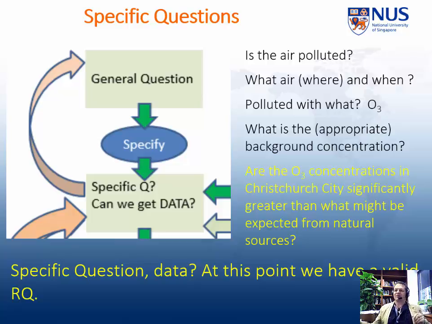We need to think about this a little bit. And the way that we would have to formulate this question is about the definition of pollution. Pollution is about whether there is more there from human activities, is the implication, than would be there by natural sources or natural processes. So our more specific question, a question we can call a research question, is: are the ozone concentrations in Christchurch City significantly greater than what might be expected from natural sources? Okay, so we're on the road to be able to do something useful.